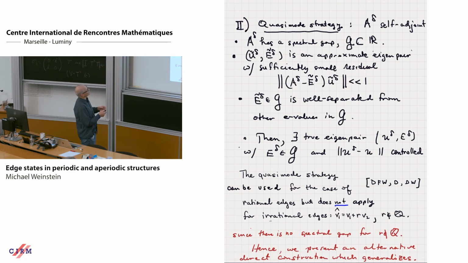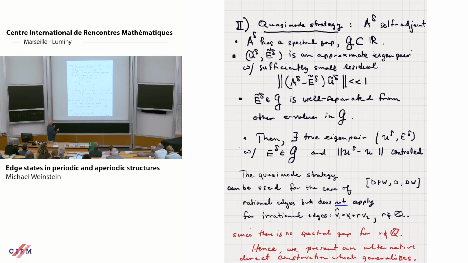approximate eigenstate, and the energy is in a spectral gap, and furthermore the energy that you have is sufficiently well separated from other eigenvalues in the gap, then nearby you have a genuine eigenstate. You know, if it looks like a duck and quacks like a duck, then there must be a duck nearby. So this is the quasi-mode strategy, and it can be used in the rational case, because under the no-fold condition there is a spectral gap. But it turns out that for irrational edges, there is no spectral gap.